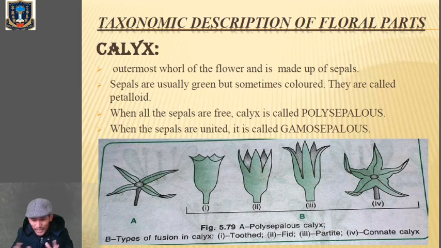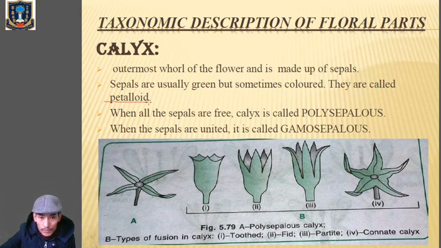This calyx or sepal is the outermost whorl, or the part of the flower, or we can even say it's the lower part of the flower. The unit of calyx is mainly the sepals, that is, it is made up of sepals, which are usually green in color. But sometimes the sepals can be colorful also. When they are colorful, we will generally call it petaloid. Okay, so don't get confused. Calyx is mainly made up of sepals. Sepals are usually green in color, we know that. But sometimes the sepals can be colorful also, and when they are colorful, we call it petaloid.